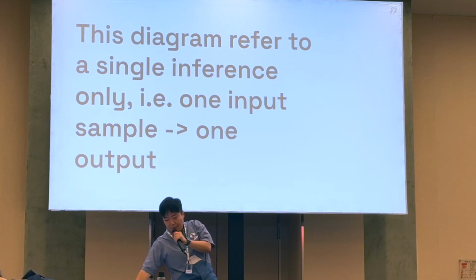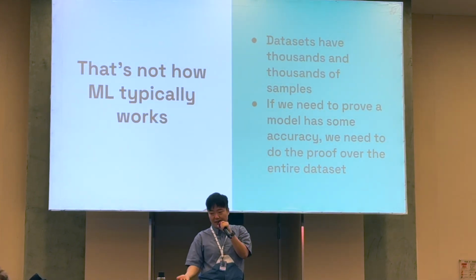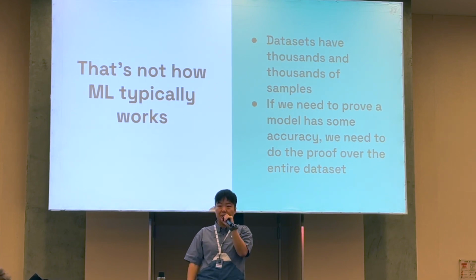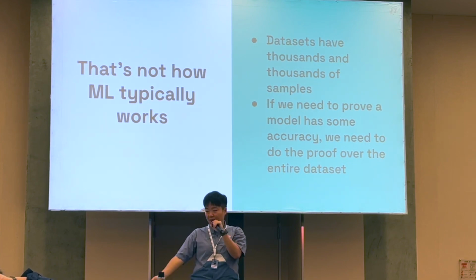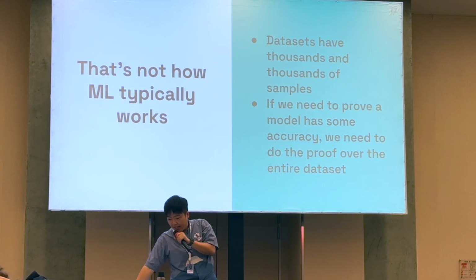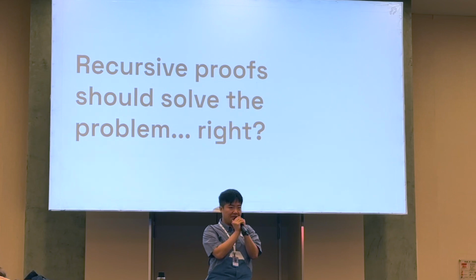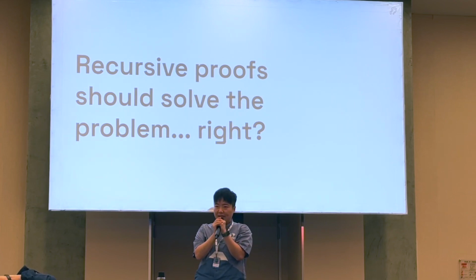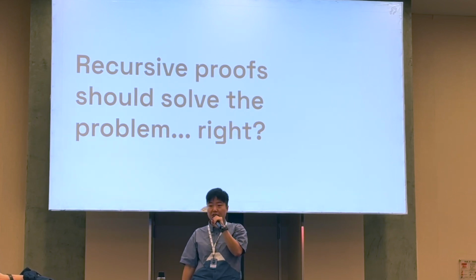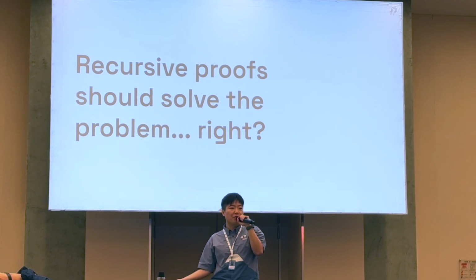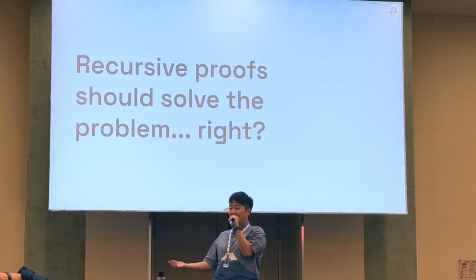Right, so back to the problem where we want to do inference on thousands and thousands of samples. So we also want to prove everything at a time to save some gas fee. And hence, recursive proofs should solve the problem, right? At least from what Maggie just told us, it seems like a lot of the things should apply in this case. If we have 1,000 model inferences that we want to do, just have 1,000 IVC steps and then aggregate them or fold them together, right?